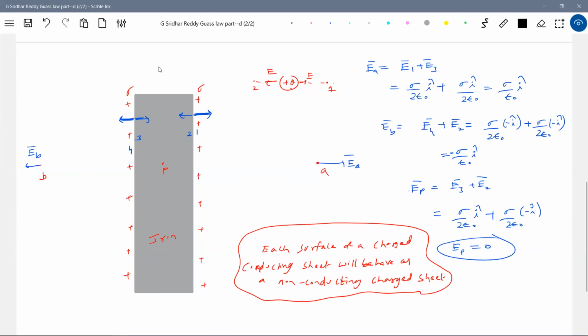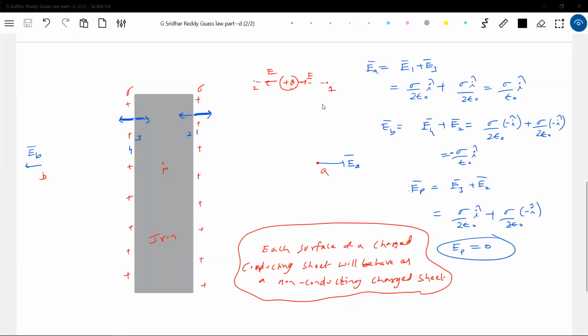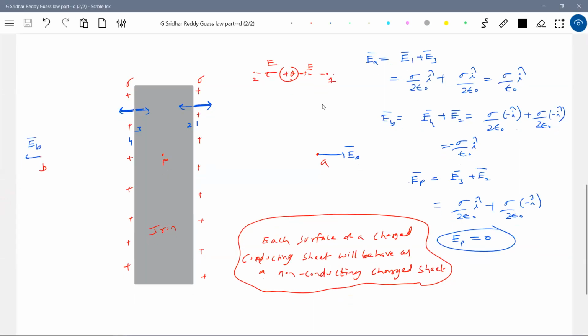Any doubt if you want to clarify? Any doubt if you have, you can clarify. Okay, there's a logical thinking.